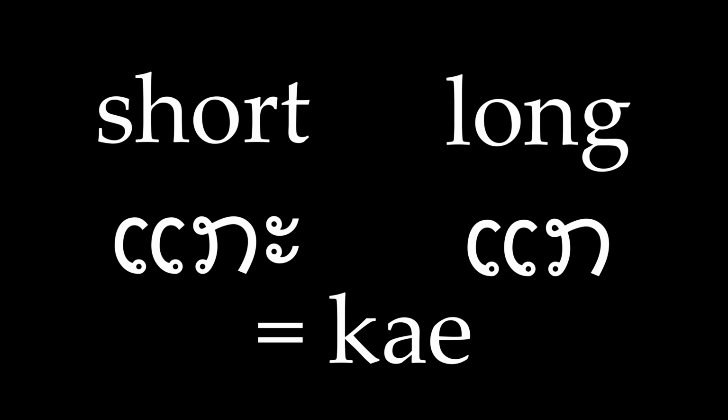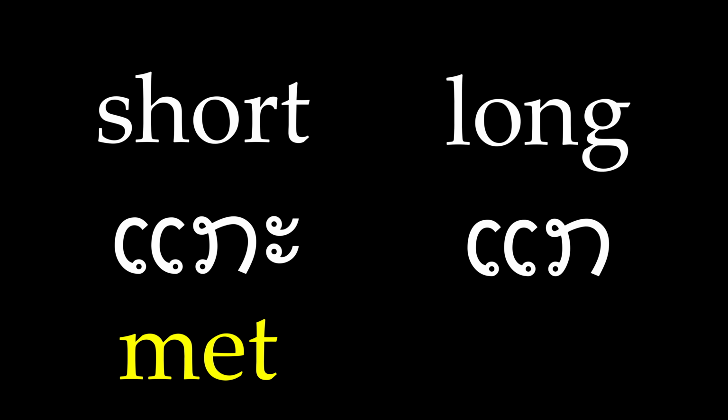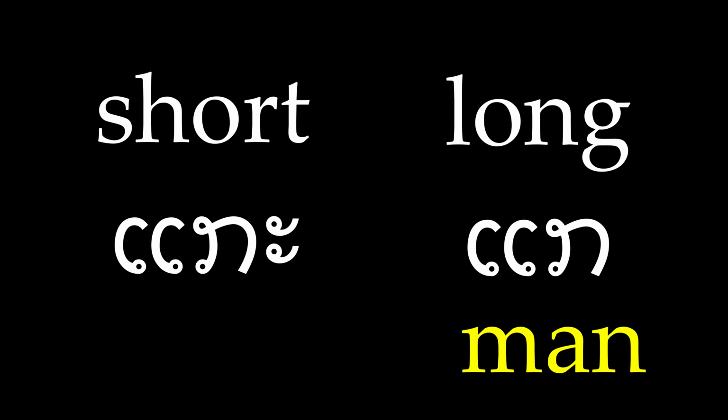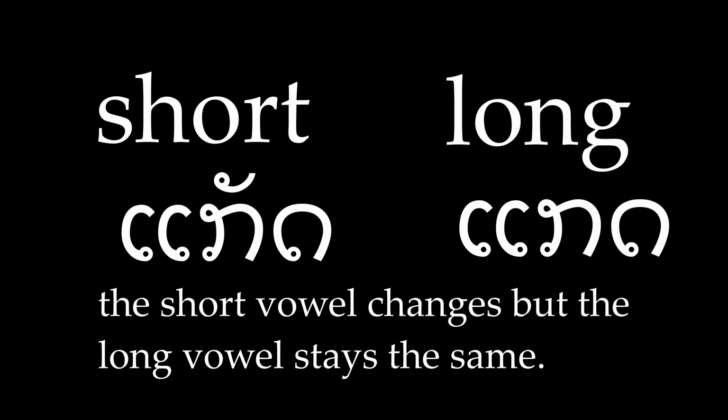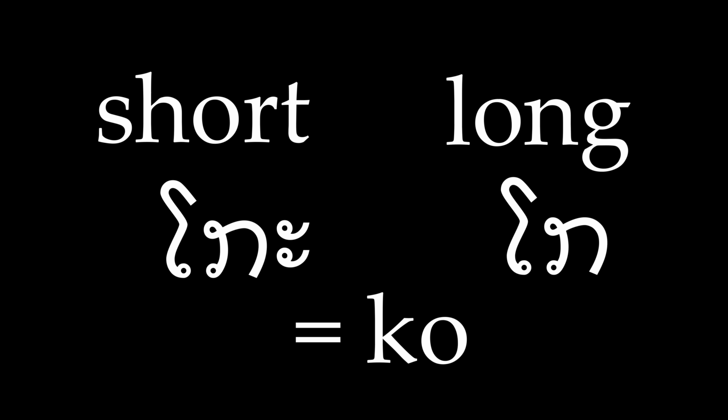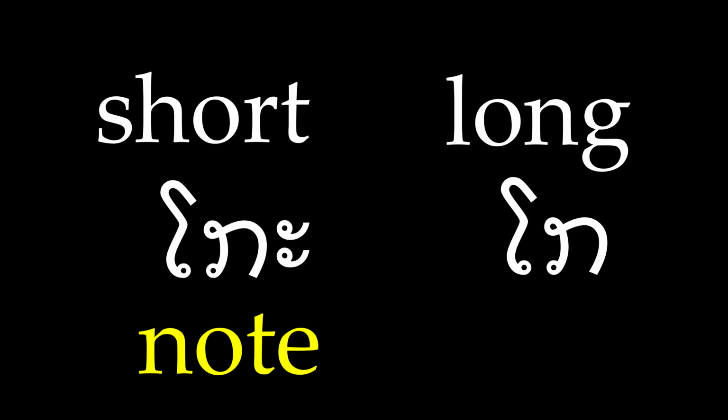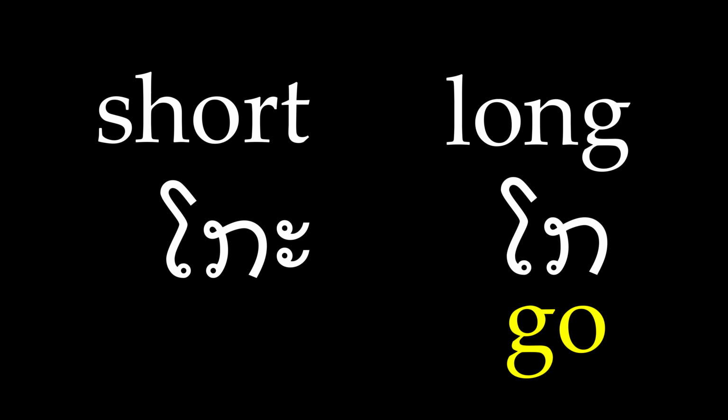A and A are usually represented with an AE when transcribed. The short A sounds similar to the E in met. The long A sounds similar to the A in man. O and O are usually represented with an O when transcribed. The short O sounds similar to the O in note. The long O sounds similar to the O in go.